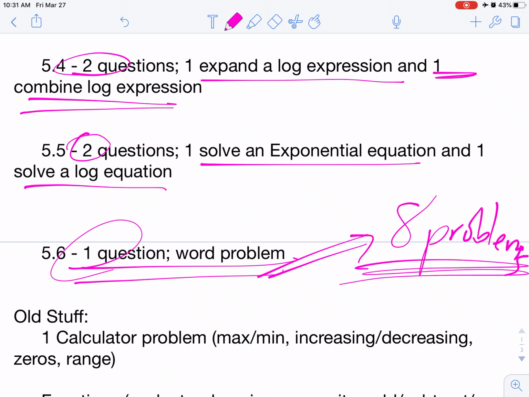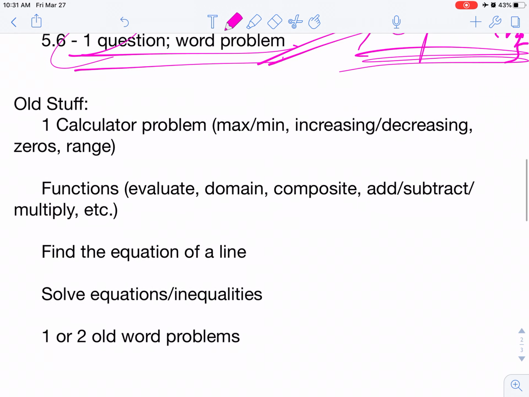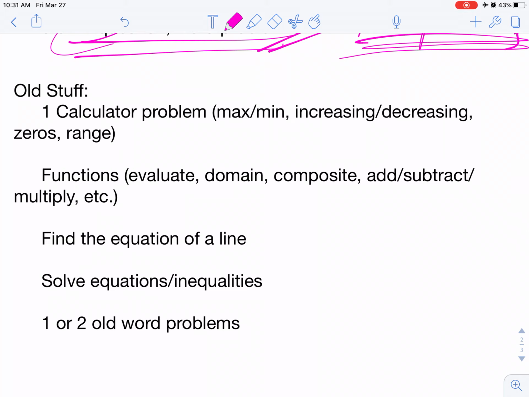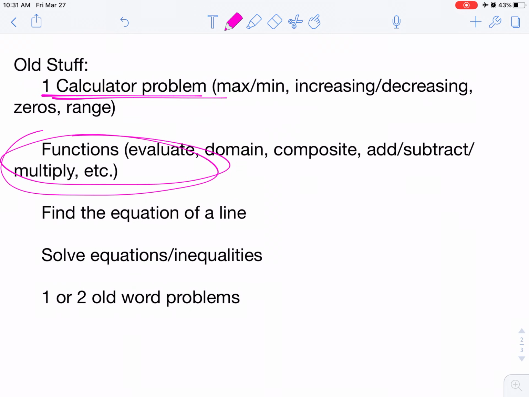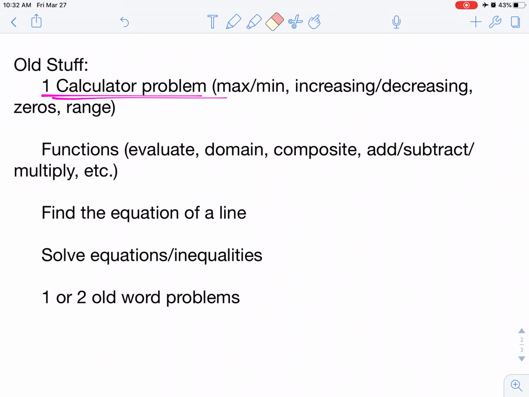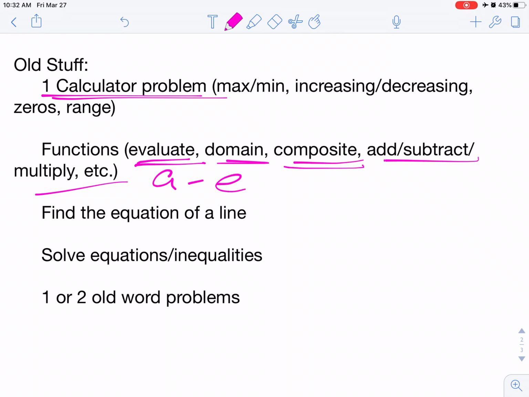Okay, so I usually say like half the test is new stuff, and then about half the test will be old stuff. So maybe another calculator problem. Okay, definitely going to be some functions. I can guarantee you that, where I'll give you f of x, g of x, something like that, and ask you to evaluate a function or do a composite function, add, subtract, multiply, find the domain of functions, all that stuff. That would be a multi-part problem, like A through E or something like that.